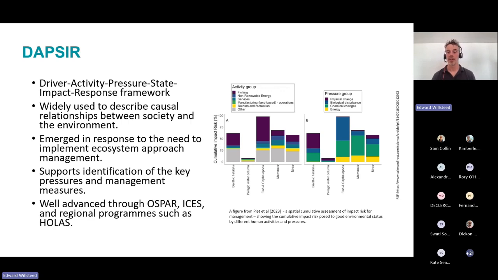And there are established examples from regional organizations like OSPAR that provide a means of identifying relative importance of different pressures on the state of the environment, so that greater understanding of the causal relationships which we get from applying DAPSA approaches helps prioritize management interventions to focus on those with the greatest impact or risk of impact.